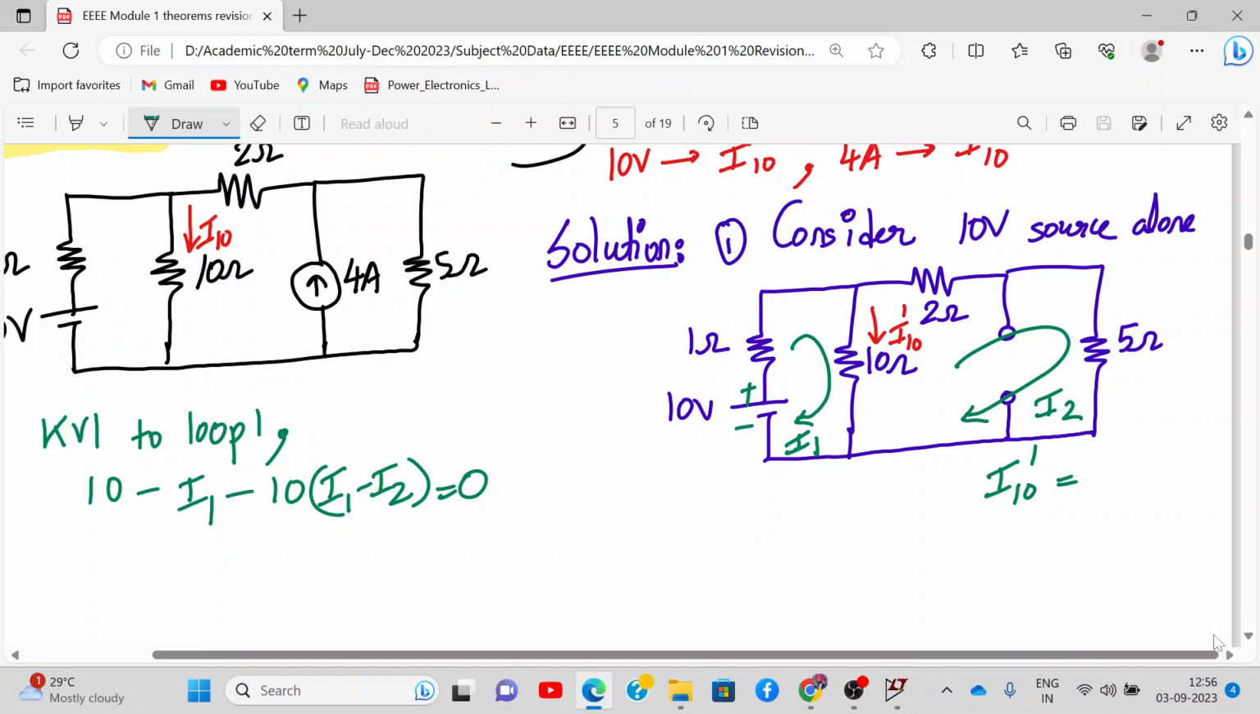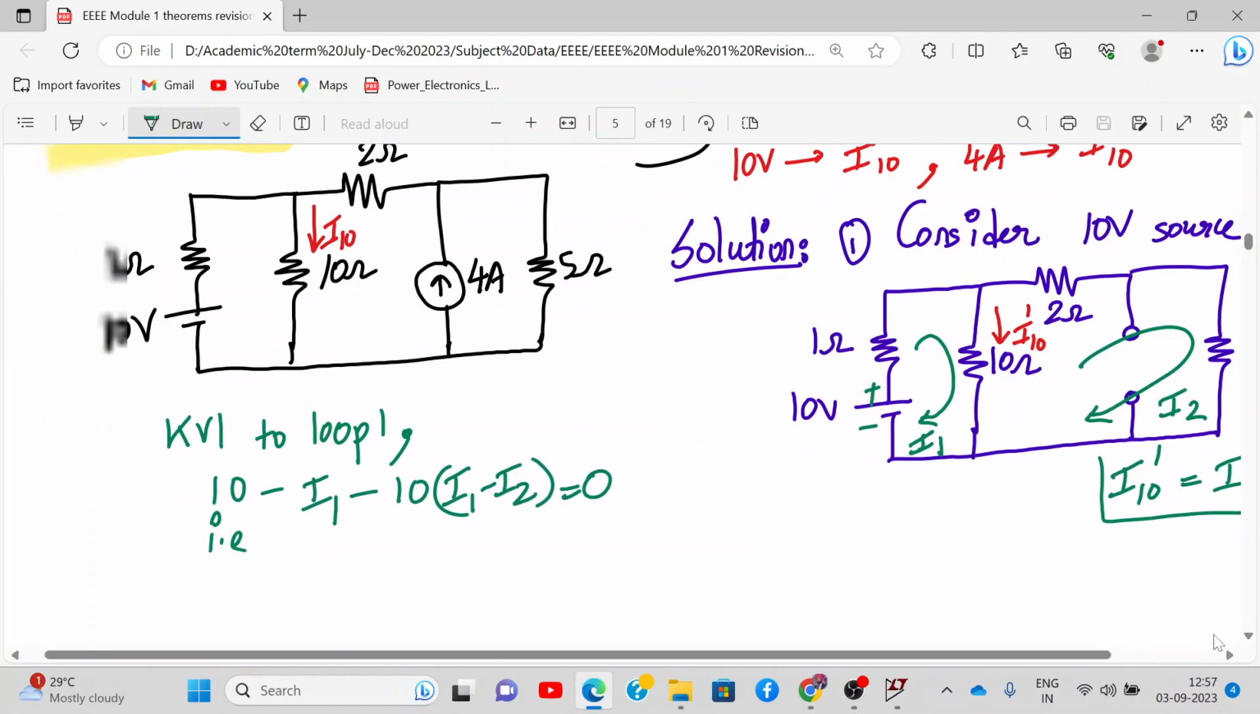I2 minus I1? No, because see, the I2 direction is opposite to I10 dash. The I1 direction is same as I10 dash, so it will be I1 minus I2. Yes, correct. So just keep this in mind. For this, you require I1 and I2 both. Okay, so let's solve this. This will be minus 11 I1 plus 10 I2 is equal to minus 10. Let's call it equation number 1.